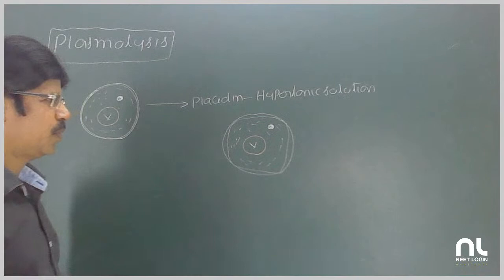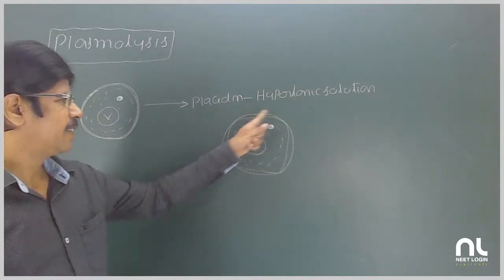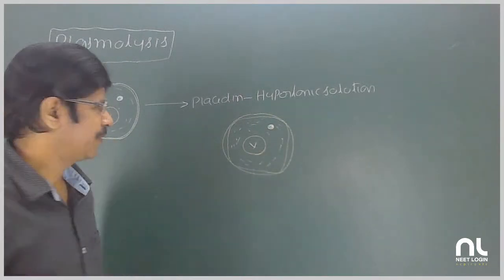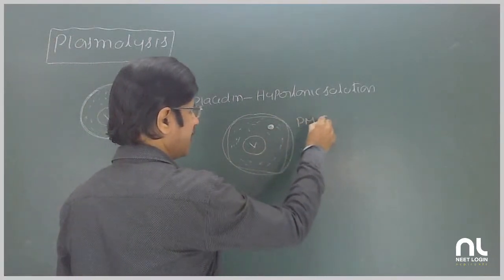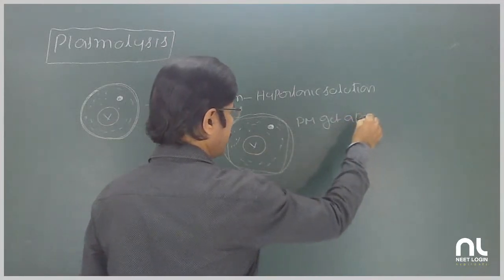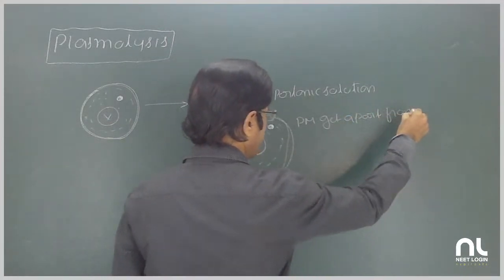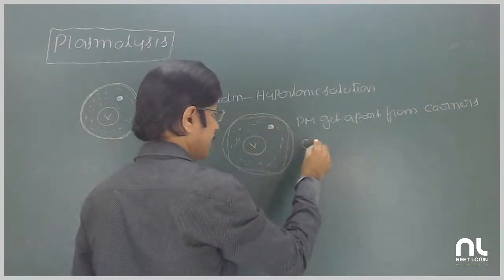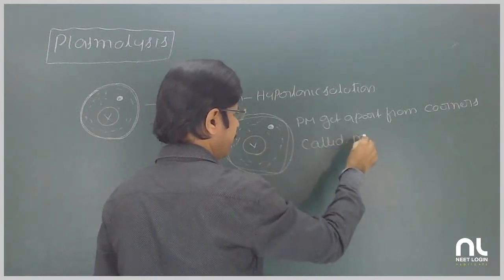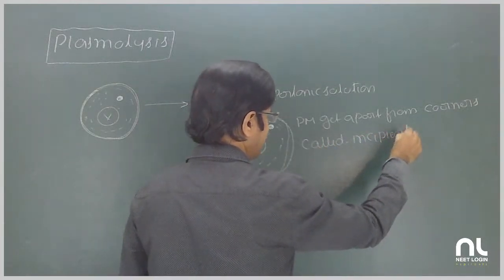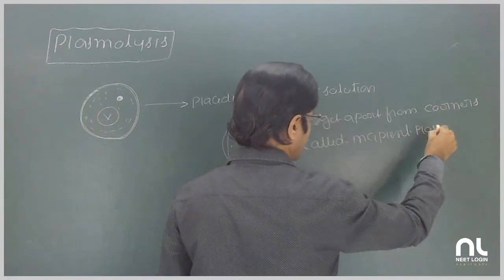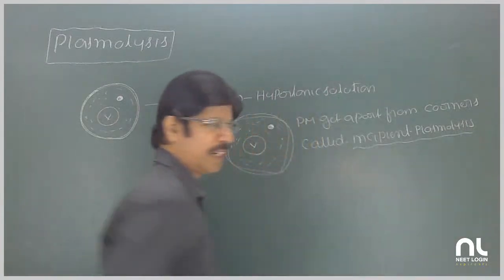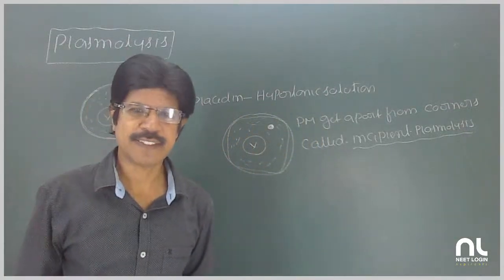Placed in hypertonic solution, at the corners of the cells, the plasma membrane gets apart from the corners of the cells. Here the plasma membrane gets apart from the corners, called incipient plasmolysis. What do you call it? It is incipient plasmolysis.